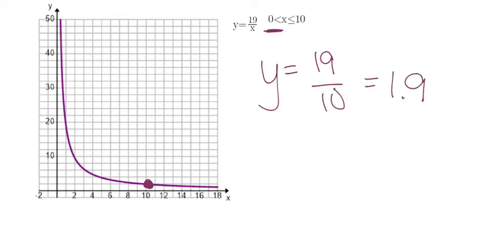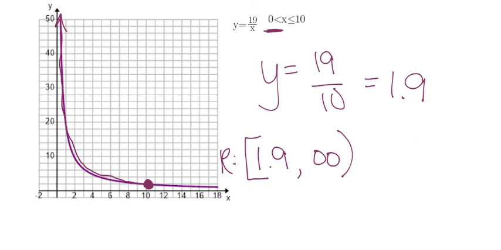Since this point right here is included, I'm going to use a square bracket for my range, starting with 1.9, which is the smallest y value. And like I stated previously, we can see that this function is just going to continue all the way up to positive infinity. And since we cannot equal infinity, we will use a rounded bracket. And that is the restricted range for this function under the restricted domain.